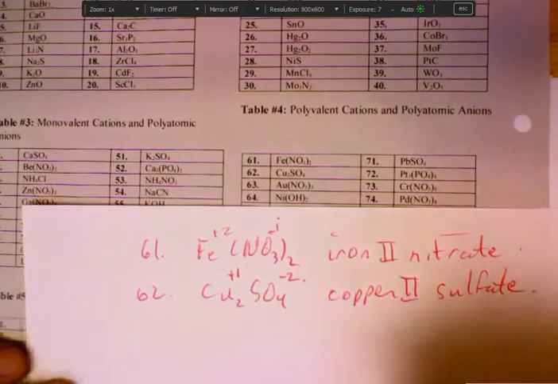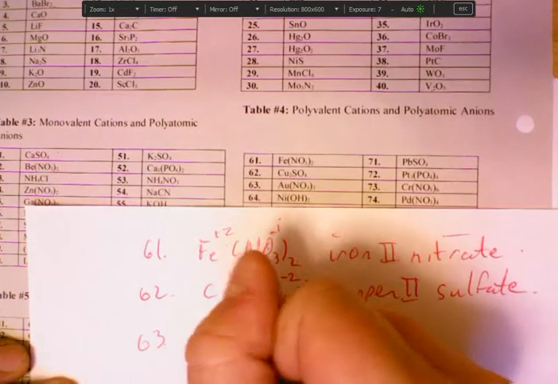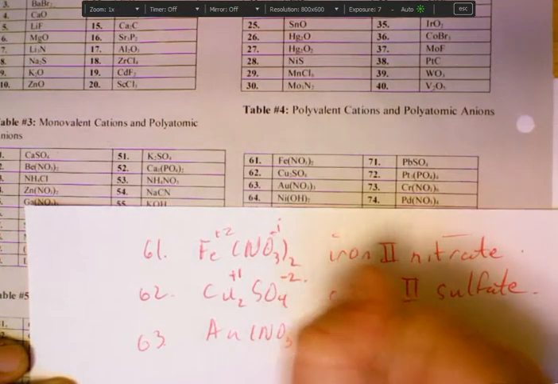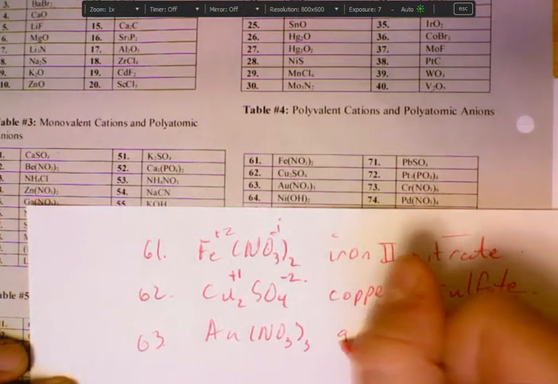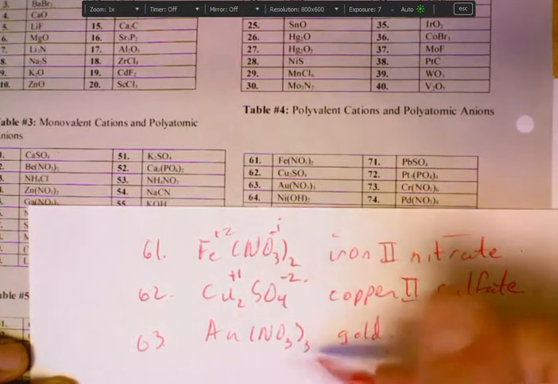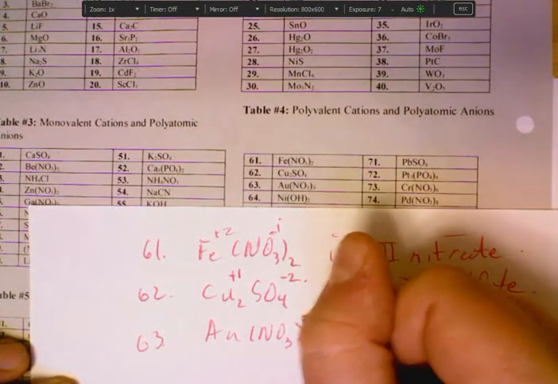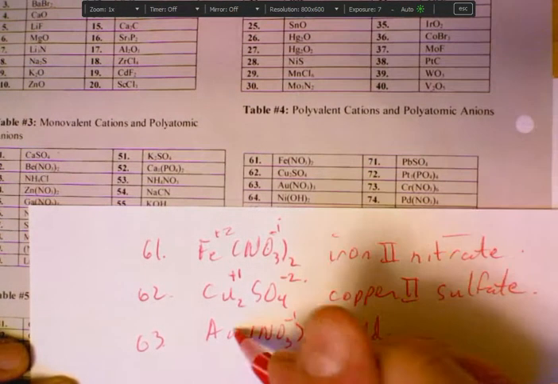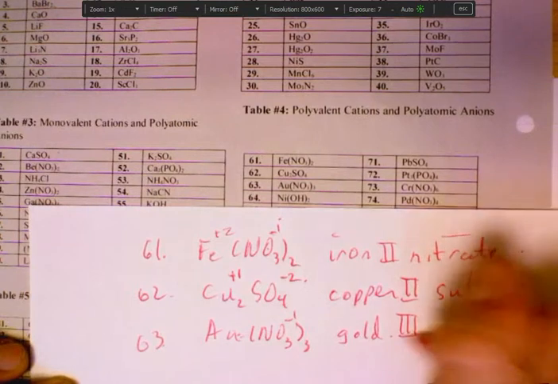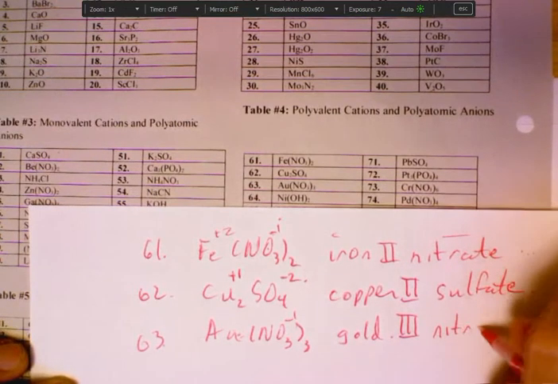We'll do a couple more examples here. Number 63, Au(NO3)3. And Au is gold. We don't know the charge, +1 or +3, but we do know the charge on nitrate is -1. 3 times -1 is -3. We know the charge on the gold atom must be +3, so that's gold 3 nitrate.